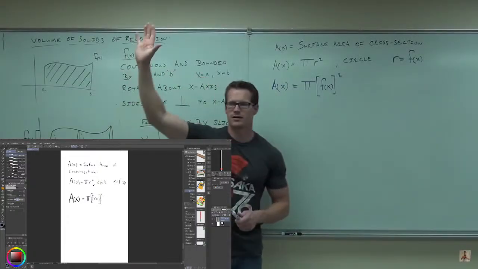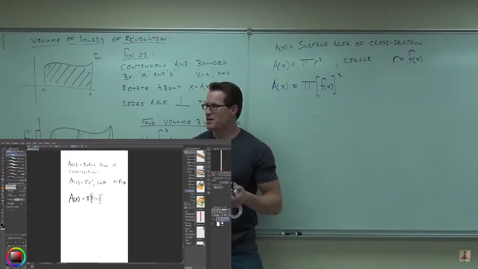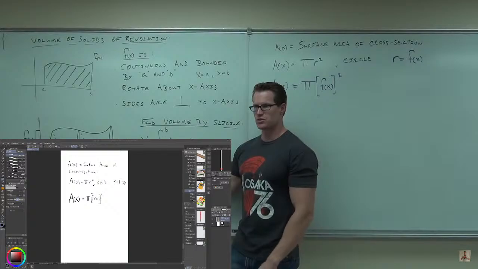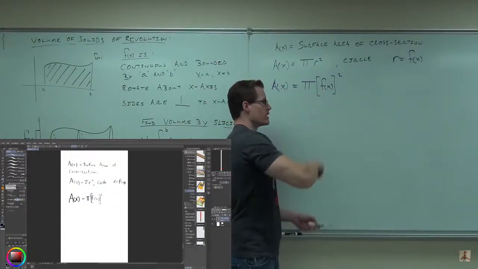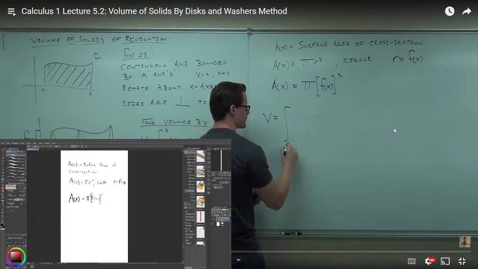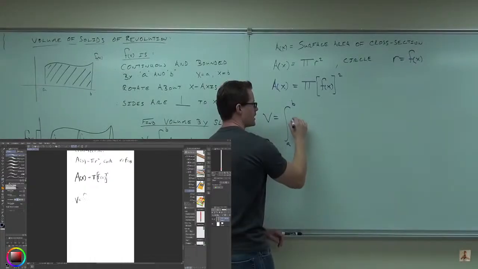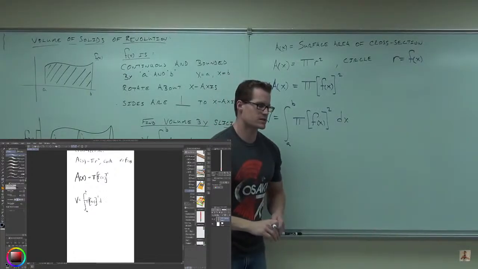How many were able to follow that? Hey, guess what? You're done. That is the method, because what we were looking for is A of x, the area in relation to some variable x, and now we have it. This is in terms of x. What it says is, in order to find the volume by slicing, you go from where the interval starts to where the interval stops of pi f of x squared dx. And it says, you know what, it's not even that hard.